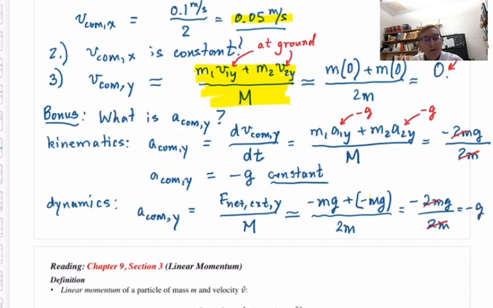Okay? So whether I approach it from what I know about kinematics or what I know about dynamics, I conclude that the acceleration of the center of mass y component for this system is negative g. All right, the last thing I'll show you on this animation is how, if I change the mass ratio of the two things, the dropper and the shooter, the center of mass does get affected. Because remember, the center of mass is biased towards where most of the mass is.